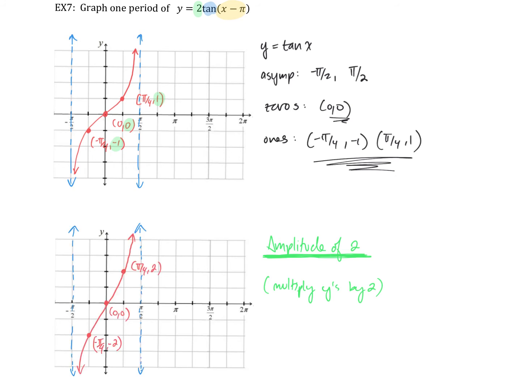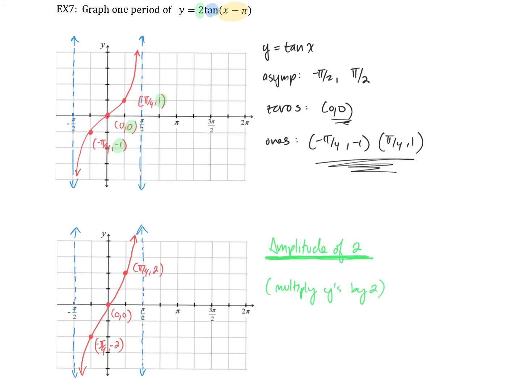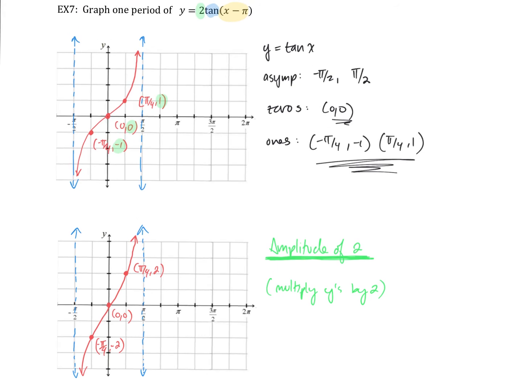Alright, so I went ahead and graphed in the new amplitude of 2. So it has definitely stretched our graph. But if you'll notice, the asymptotes have stayed in the same place, as well as our 0, 0. Those have not changed. So the next thing we have is the phase shift, minus pi.